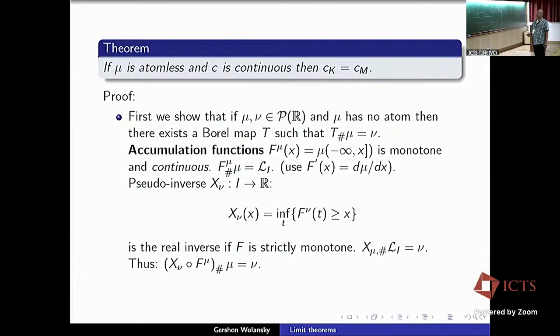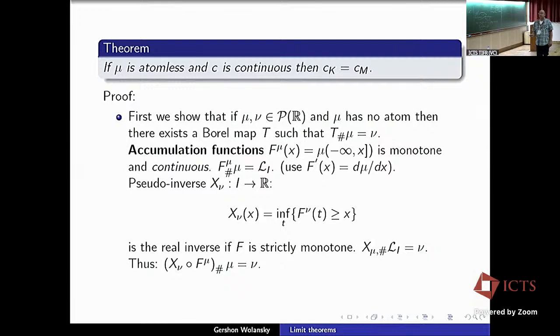It's also not its original proof, but I think this was the first one who gave this proof. The first claim: we show that for any two probability measures mu and nu on the real line R, if mu has no atom, then there exists a Borel map which pushes mu to nu. This is true for any pair of probability measures on the real line.